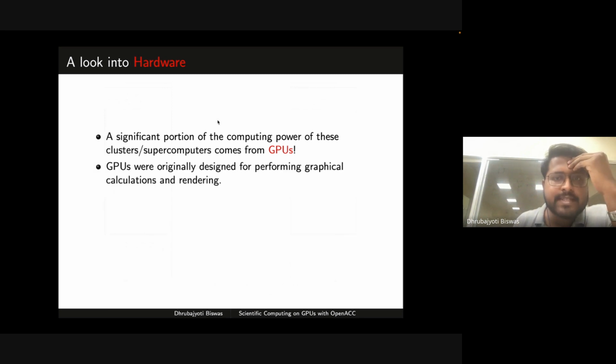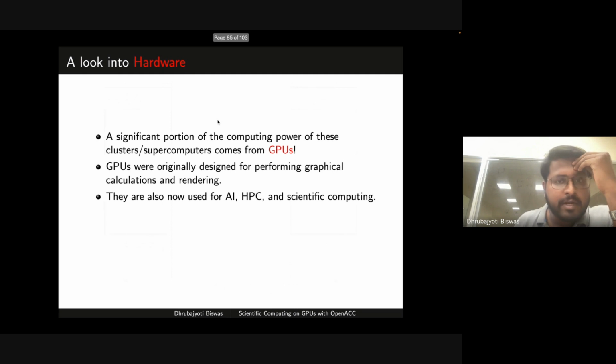GPUs were originally designed for performing graphical calculations and rendering. I think most of us use GPUs for gaming, doing video editing and things like that. And this is what they are originally designed for. But right now, they are already being used for AI, high performance computing, and scientific computing.